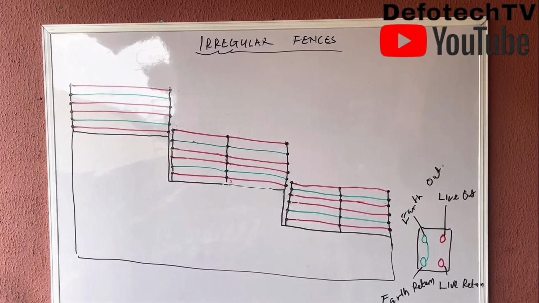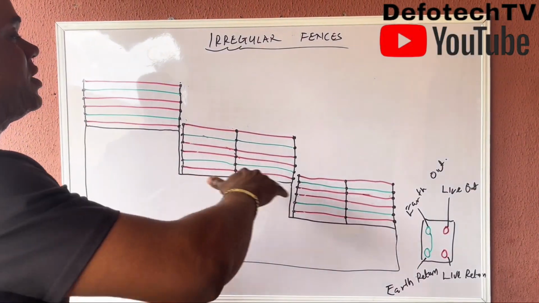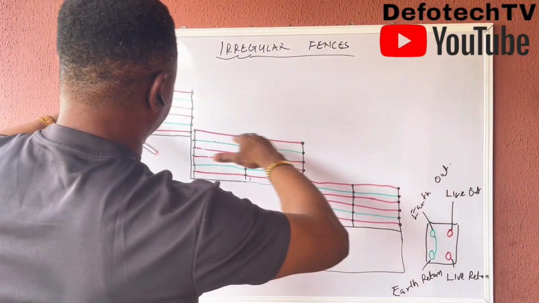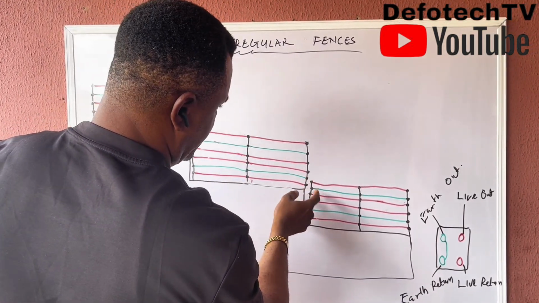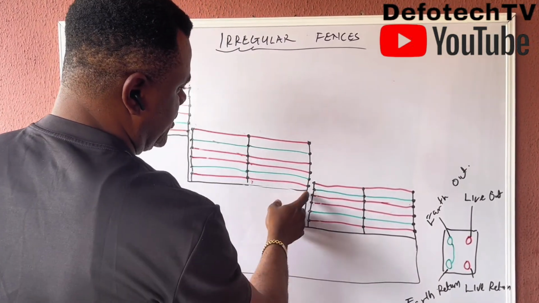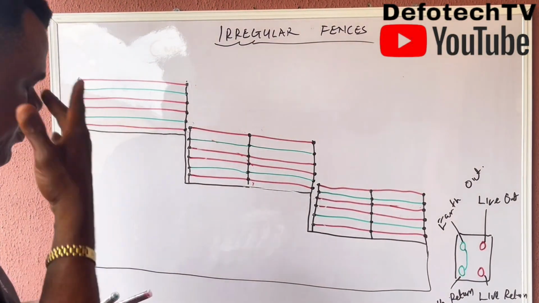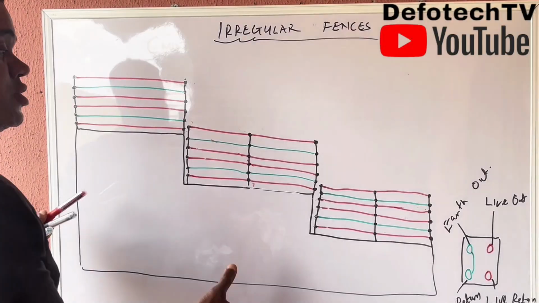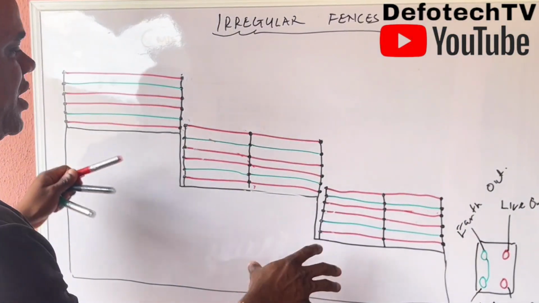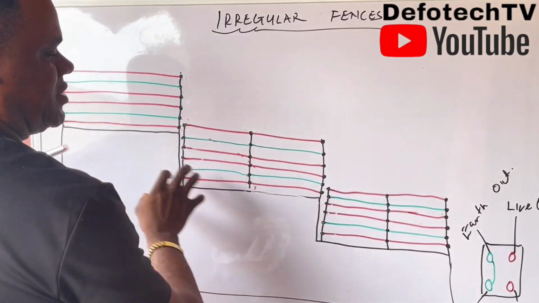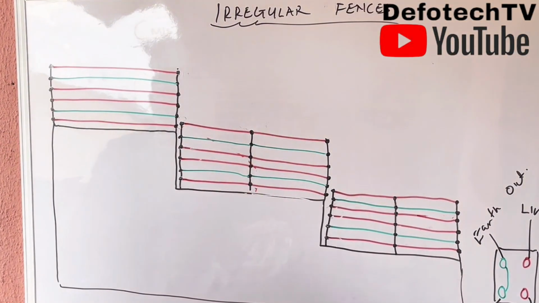Now you're thinking of how you connect these irregular fences, because they are not on the same height. Look at this, it is almost touching the second bobbin, almost the height of the second bobbin. This one is almost the height of the first bobbin. So it is irregular. How do you treat stuff like this? Number one, we treat each of these fences as a different entity.